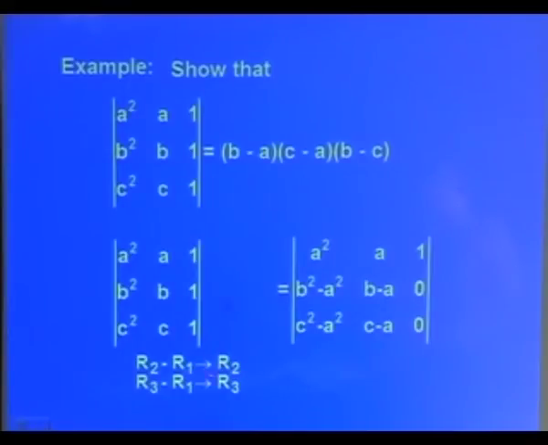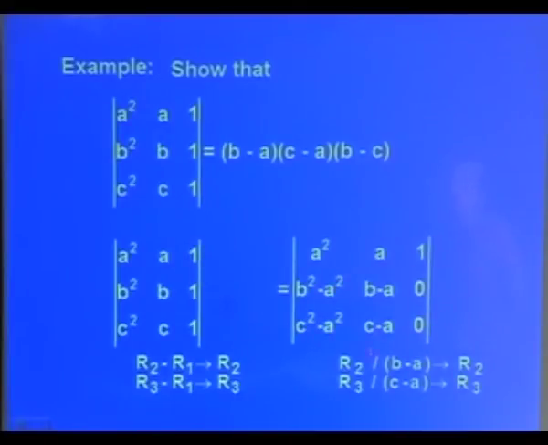The first transformation is that the second row is replaced by R2 minus R1. So, here I am writing the new second row: b square minus a square, b minus a, and 1 minus 1 is 0. Simultaneously, I apply R3 minus R1 to get the new R3. That means c square minus a square, c minus a and 0. So, this matrix is obtained after applying these two elementary operations.